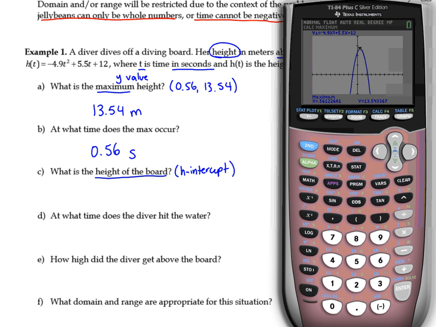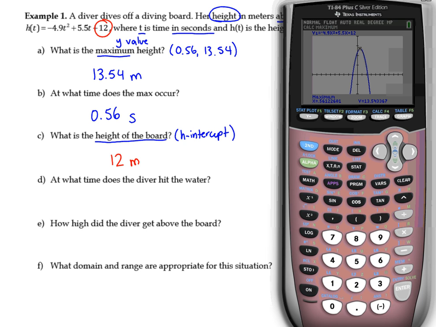Okay. So that would be, do we even have to use our calculator to get that? No, because it's the c value. Remember, the c value is also the y-intercept. So 12 what? Meters.